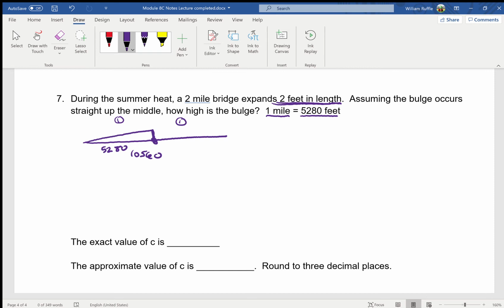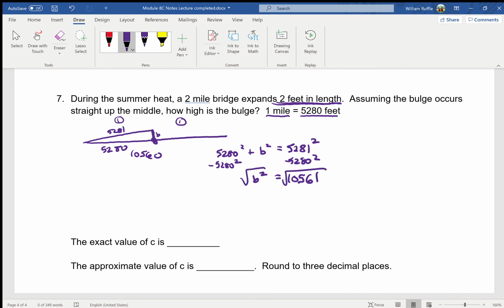So if this is 5,280 and it expands 1 foot, it's 5,281. And so what I'm looking for, let's say this is b here. I'm looking for b squared now, since I'm missing the height or the b value. So I get 5280 squared plus b squared equals 5281 squared. Crazy numbers. So minus 5280 squared on both sides. So I get b squared equals 10,561.